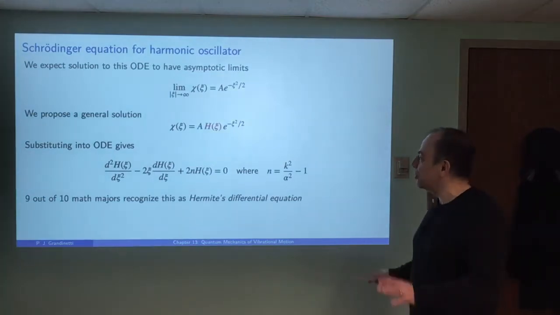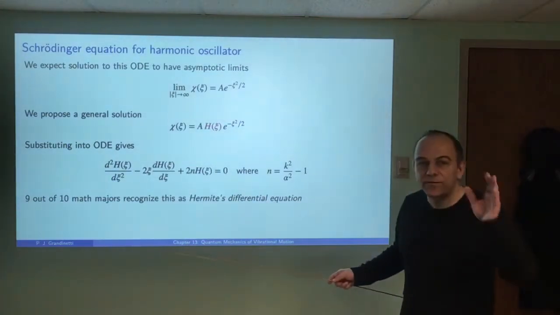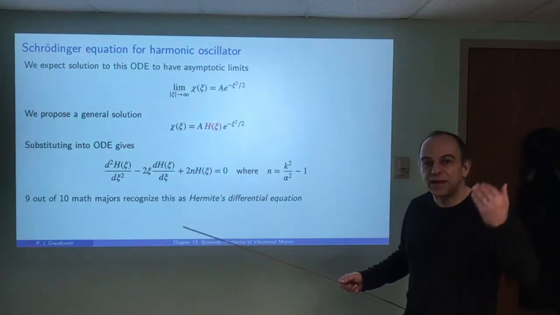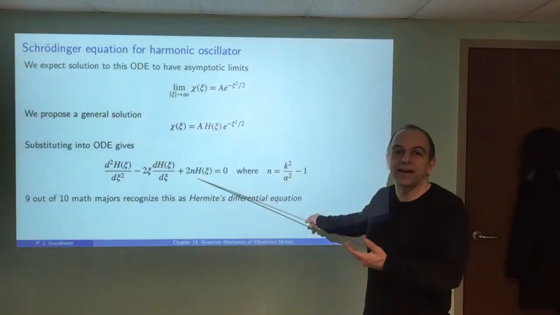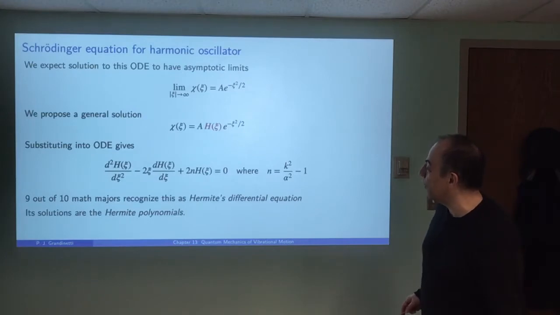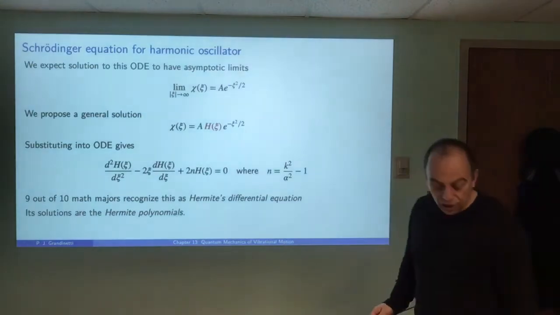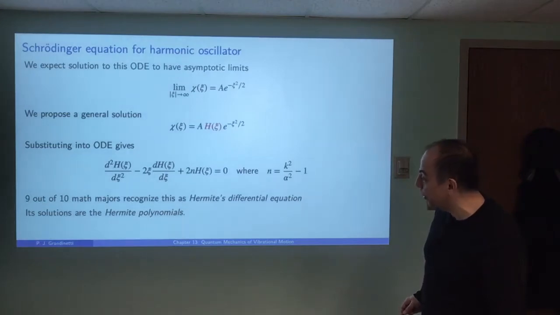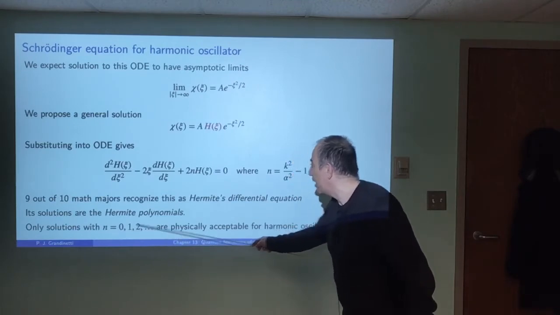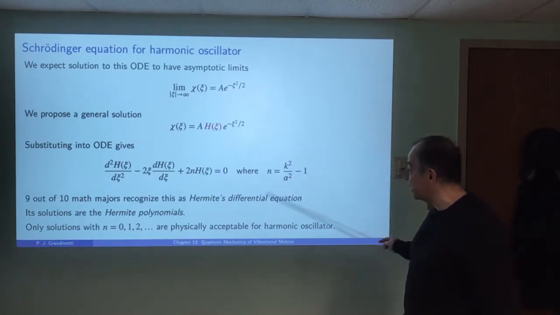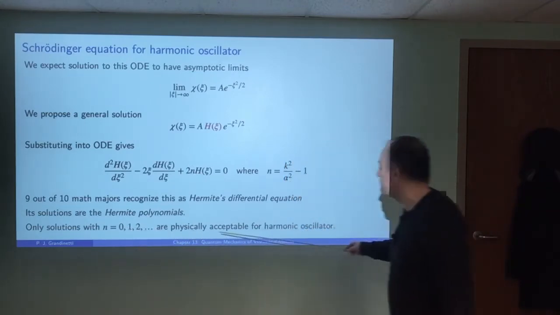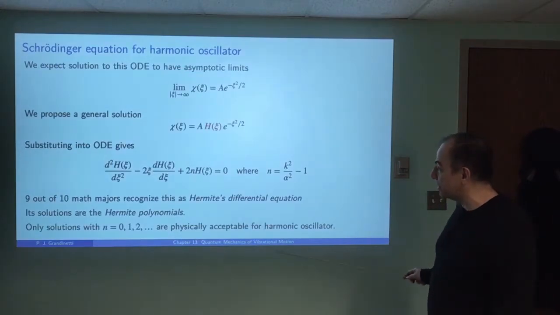They're all tabulated. So at this point, what we've done is we've taken our differential equation that we started out with in the first slide, and we've slowly transformed it into a form where now it's recognized as a standard differential equation where the solutions are known. Or in this case, Hermite's differential equation, and its solutions are called the Hermite polynomials. Now, for this solution to work, only solutions with integer values of this quantity n, which is defined here, are going to be physically acceptable. So we're going to have values of n equals 0, 1, 2. Those are the only ones that will work for the harmonic oscillator.